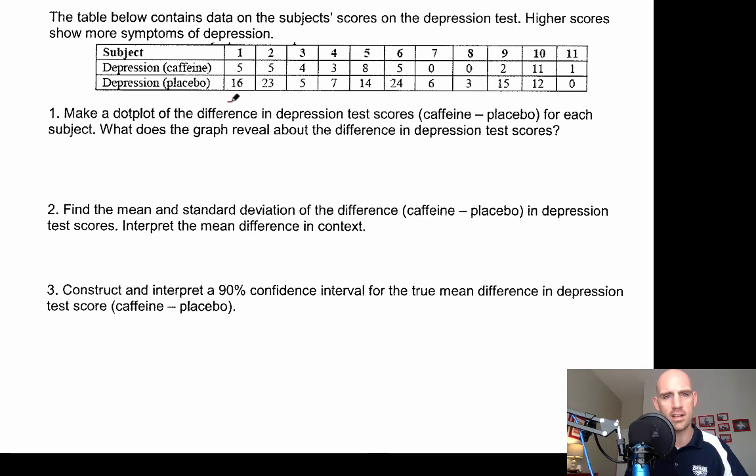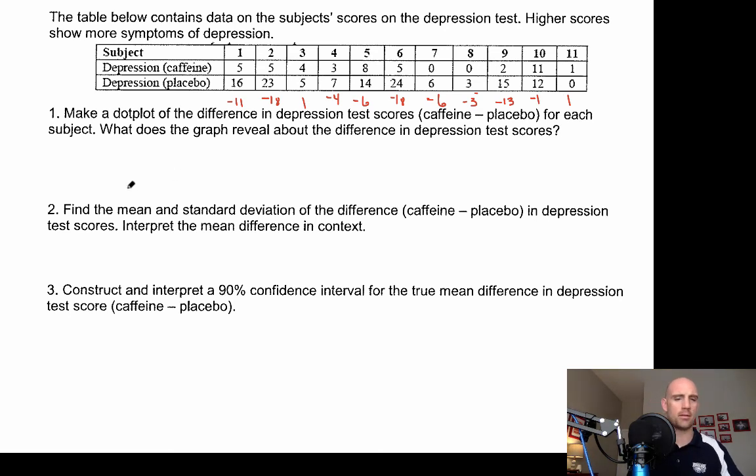So 5 minus 16 would be minus 11. 5 minus 23 would be minus 18. 4 minus 5 would be 1. Minus 4. Minus 6. Minus 18. Minus 6. Minus 3. Minus 13, minus 1, and 1.